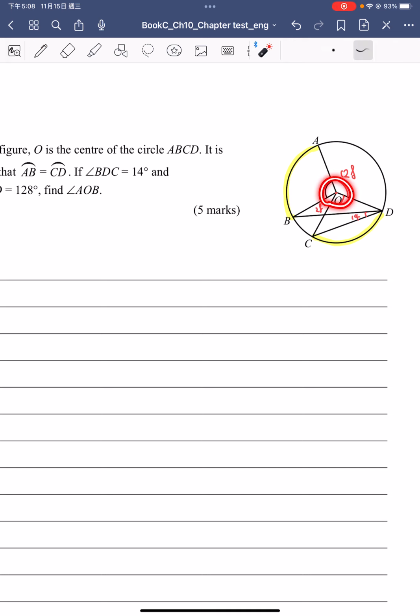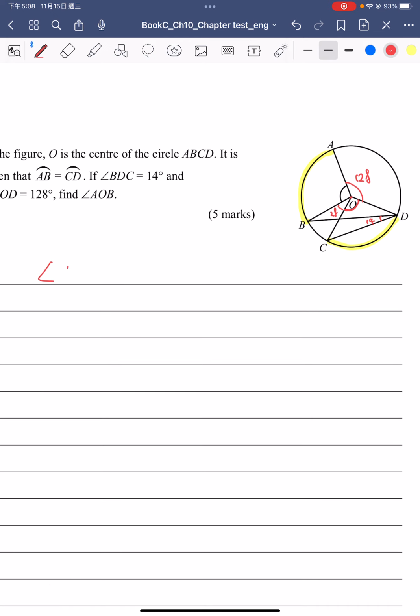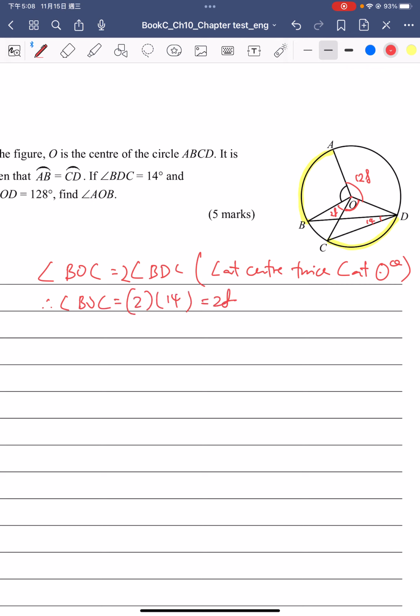Then we have the whole circle, and we use the angle at a point. We write them one by one. First of all, angle BOC is twice angle BDC, by using the angle at the center being twice the angle at the circumference. Then angle BOC is equal to 2 times 14, giving the answer of 28.